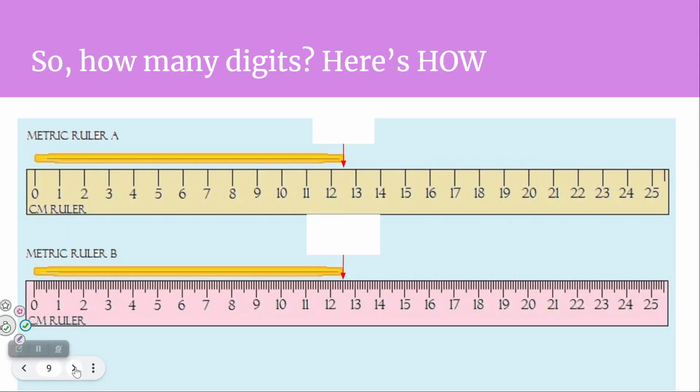Okay, so here are 2 rulers, ruler A and ruler B. We're measuring the same yellow stick. What I want you to do is first look at the yellow ruler, which is ruler A. We're going to record the measurement of the yellow stick based upon ruler A. Take a look at it and report the measurement that you think is being reported there, or that you can report using ruler A.